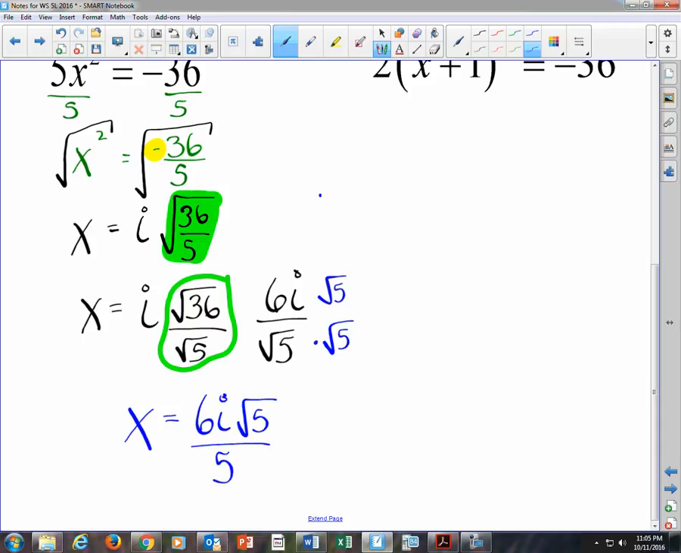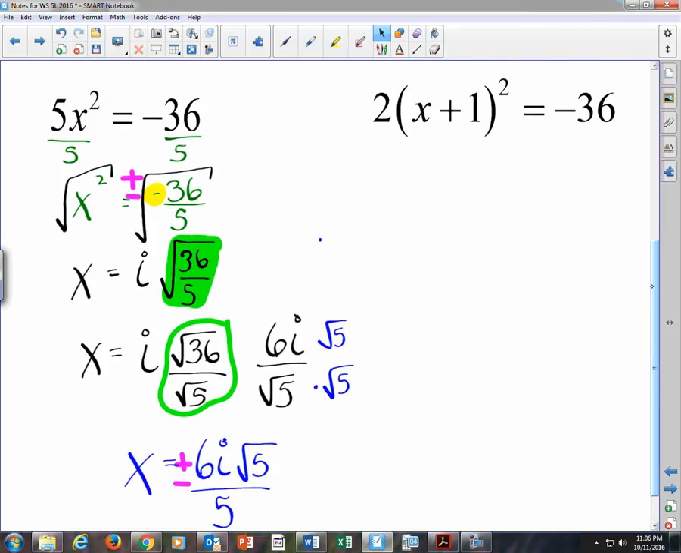And you know what, guys? I forgot something. Did you catch it? Did you see it? When I put in the radical, I forgot my plus or minus. So that should have been here all along, and there it is. So those are your answers: positive 6i root 5 over 5 and negative 6i root 5 over 5.